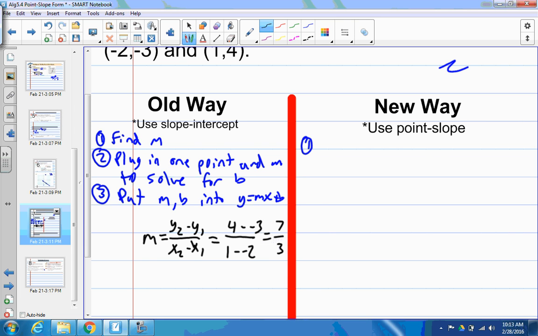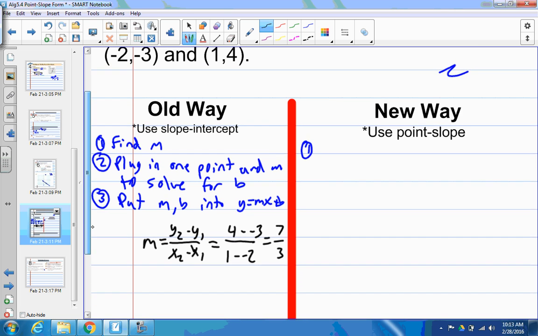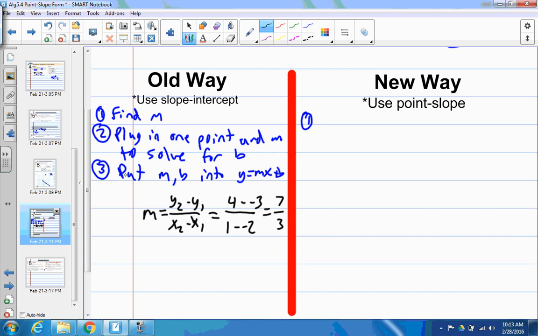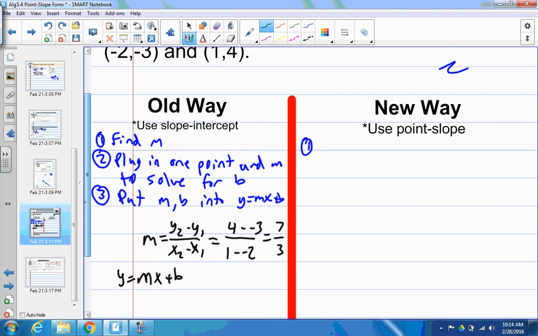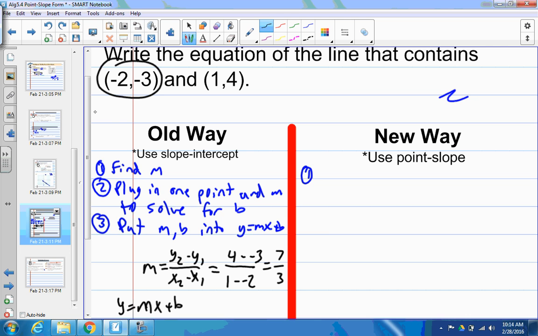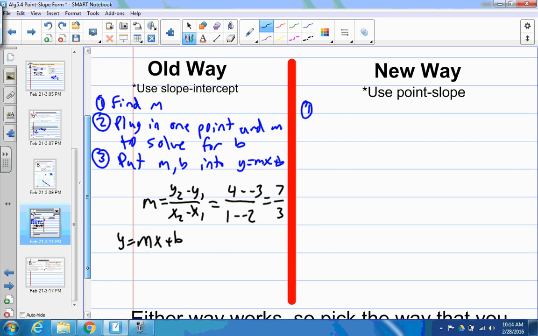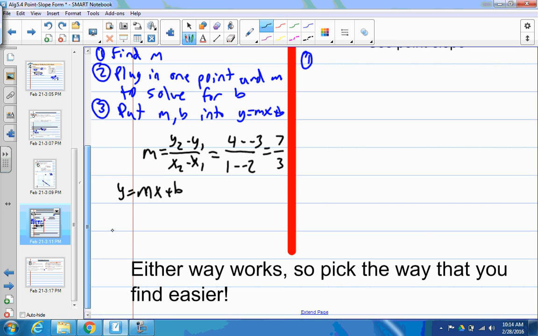All right. And then what we would do is take one of the points. Number 2 would be plugging in a point, so for y equals mx plus b, we plug in a point, so let's choose this one. We'd have negative 2 and negative 3, so negative 3 would go in for the y: 7 over 3 times negative 2 plus b. Now this one looks like it's going to be messy, but we just solve for b.